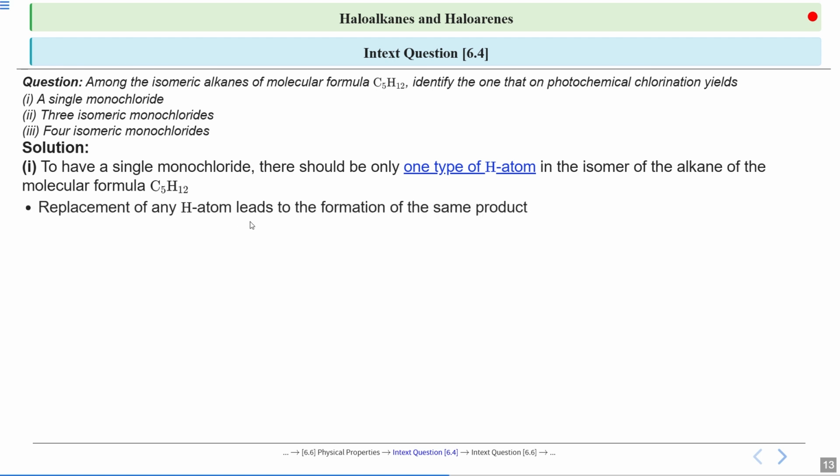So replacement of any hydrogen atom leads to the formation of the same product, and that isomer is neopentane. If you see, the structure of neopentane is this, where every hydrogen atom is of a similar type, right? Due to which, if you replace any hydrogen with chlorine, that is going to yield the same product, right? So the isomer that is going to give you a single monochloride is neopentane, having the molecular formula C5H12.